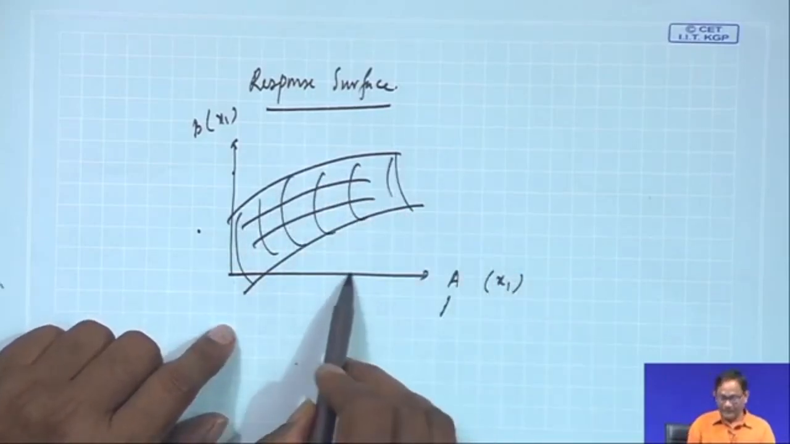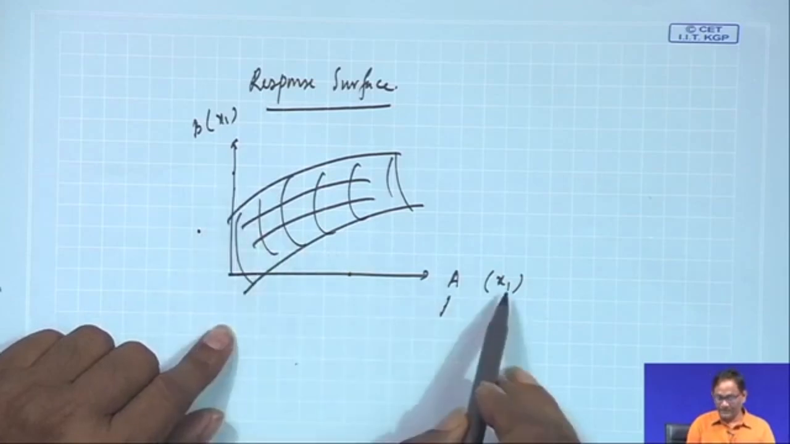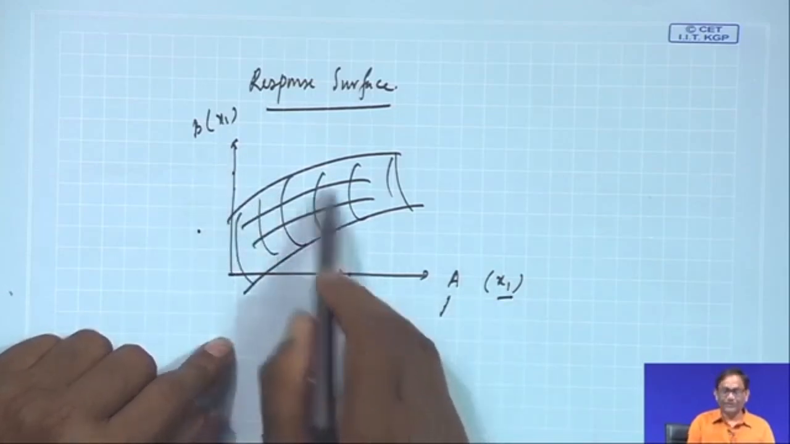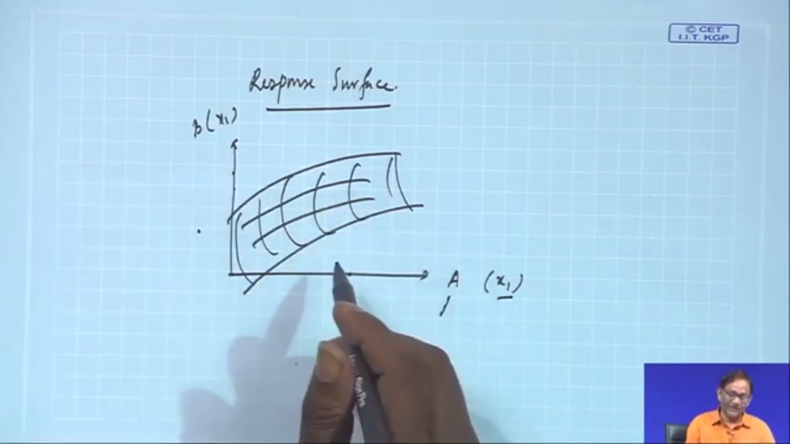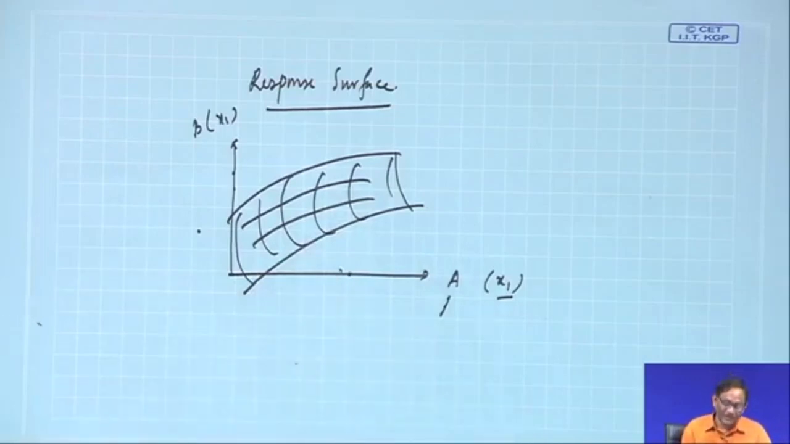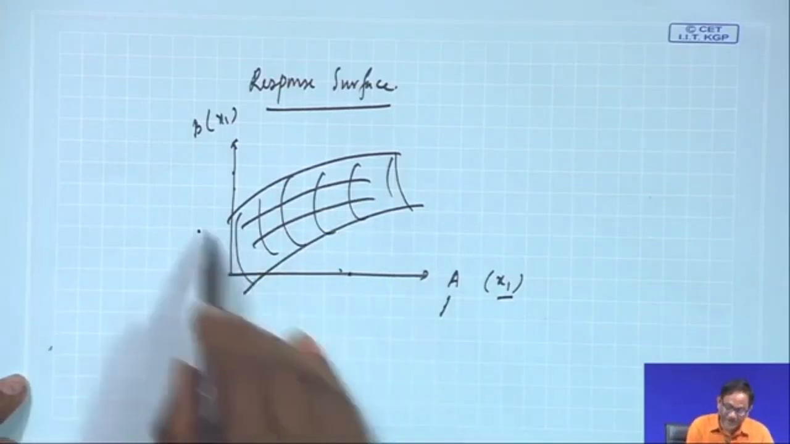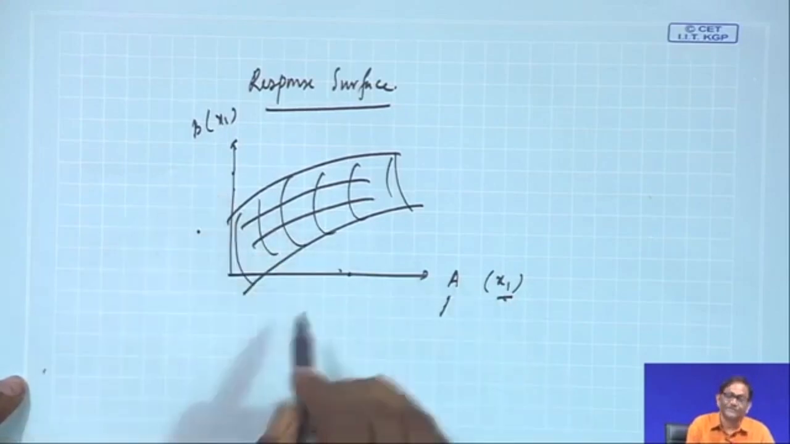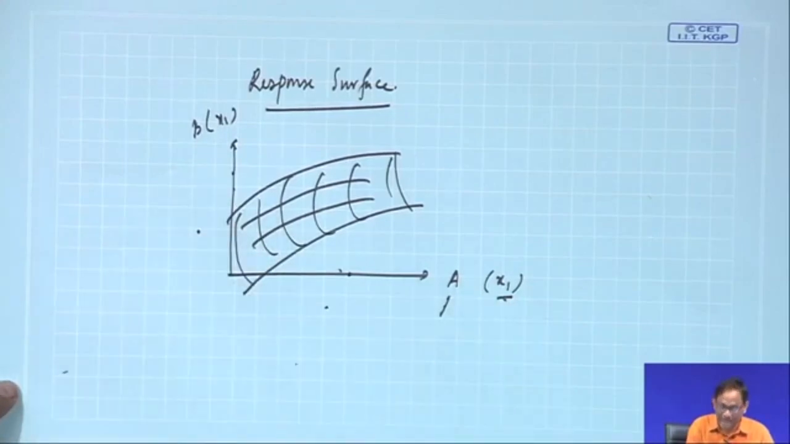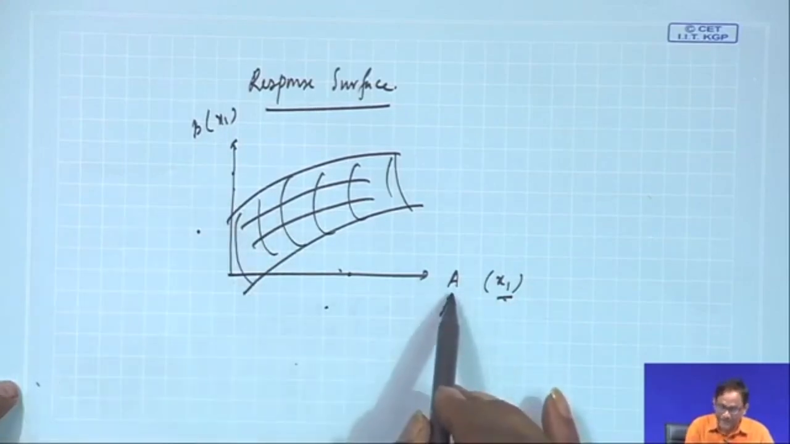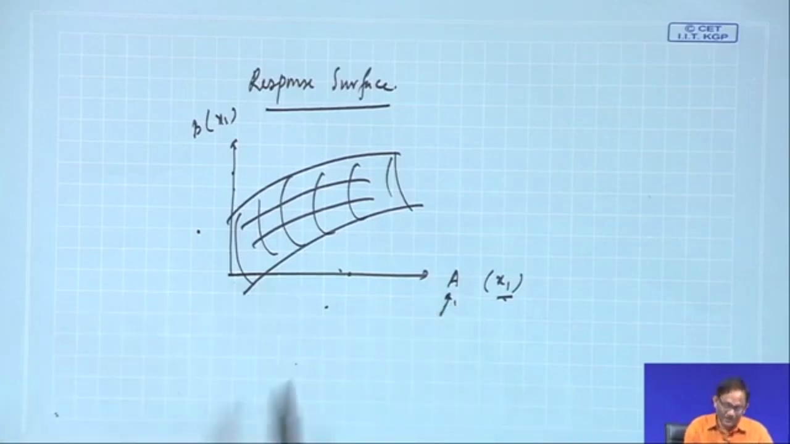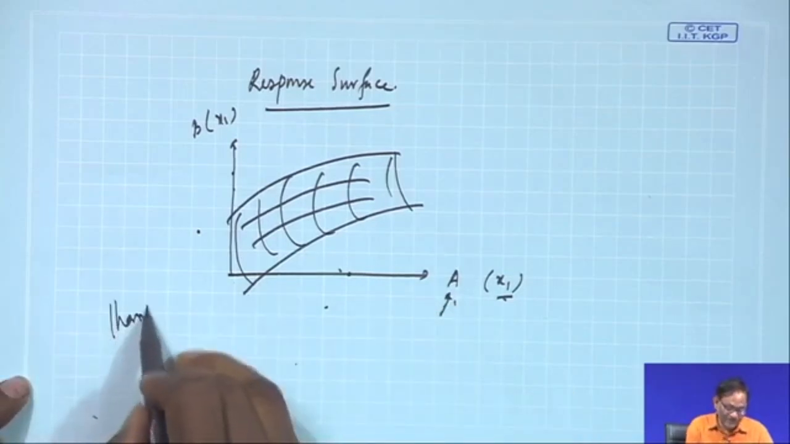Now, for a particular value of a and b, or a particular value of x 1 and x 2, you will have the y value, and if that y value is desirable, you will run the process at those x 1 and x 2 controllable values, or in other words factors. So, thank you. Next class we will see more details.